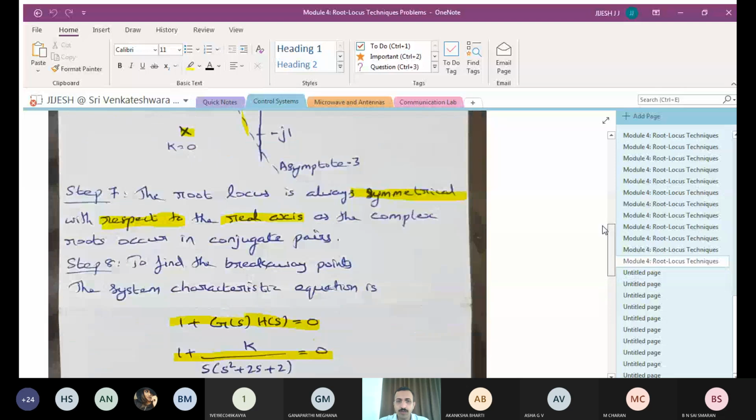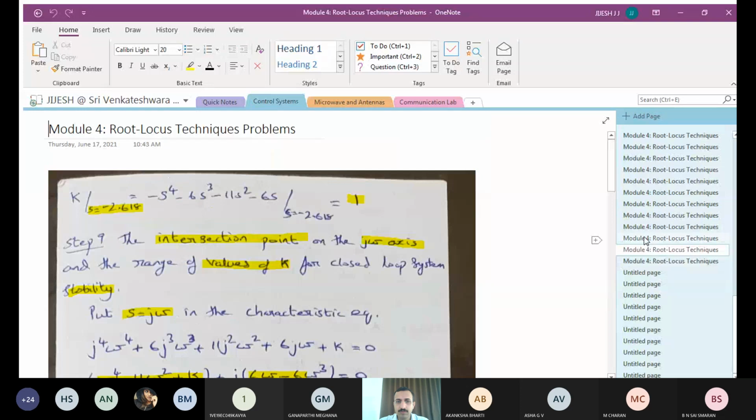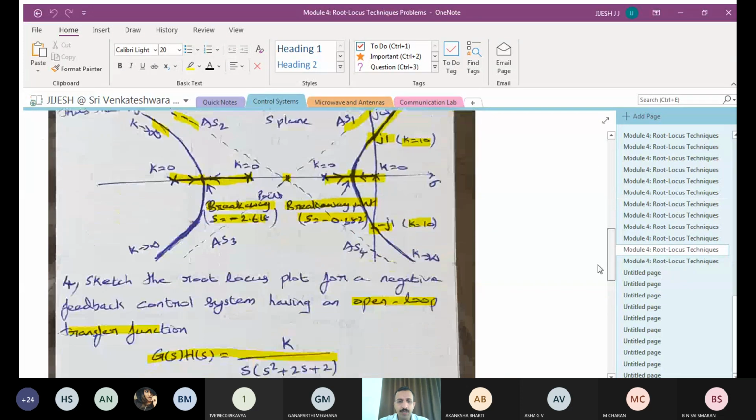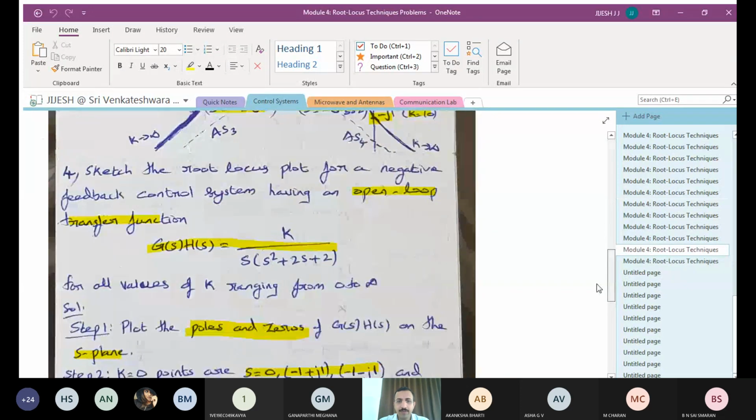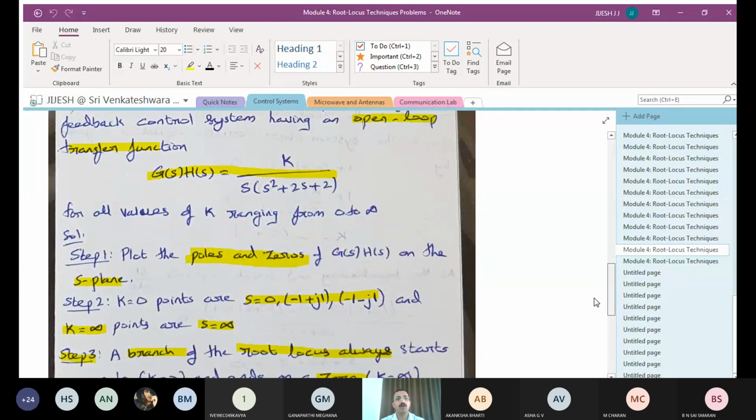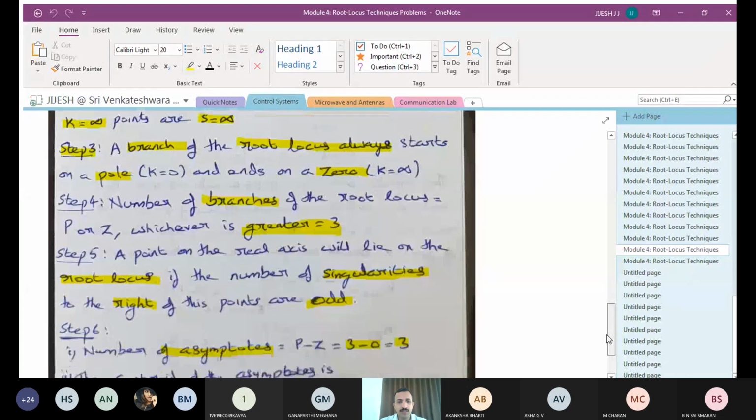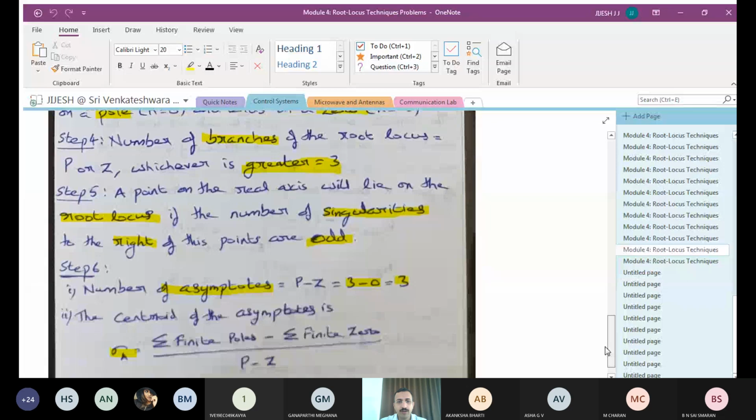So we have been discussing the root locus problems, and we had completed quite a lot of problems. So this was the problem discussed in the previous class. Have you all completed this problem? That is k divided by s into s square plus 2s plus 2. So you have to plot the poles and zeros, and you have done that. You can just go through that problem. We have also gone with the asymptotes, and we have calculated. So just go through that problem.